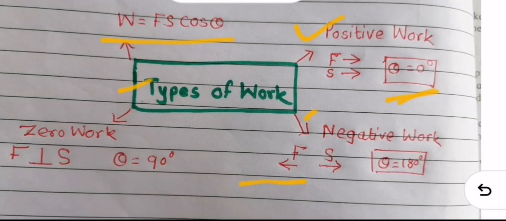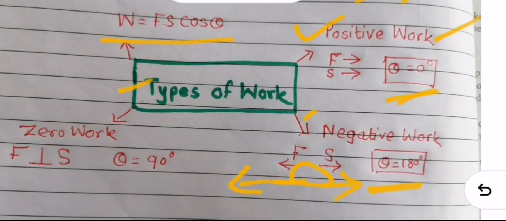If the direction of force and direction of displacement are opposite, then we can say that theta is 180 degree and the work done is negative work. Means in this case the direction of force and direction of displacement are in opposite direction, making an angle of 180 degree. Here the direction of force and direction of displacement both are same, so positive work is there. In case of negative work, force and displacement are totally in the opposite direction, making an angle of 180 degree.